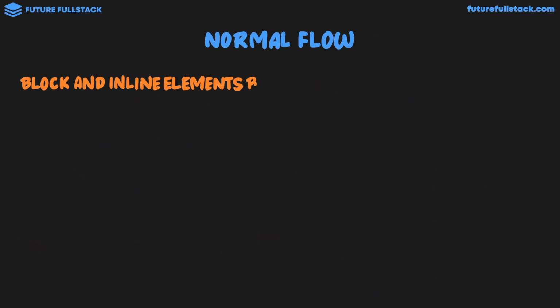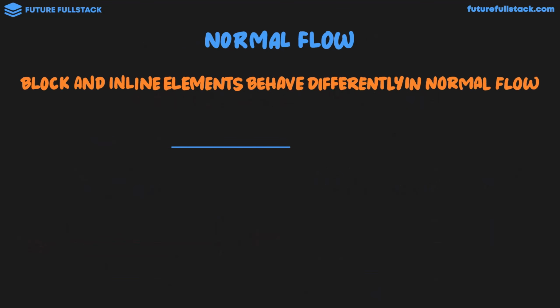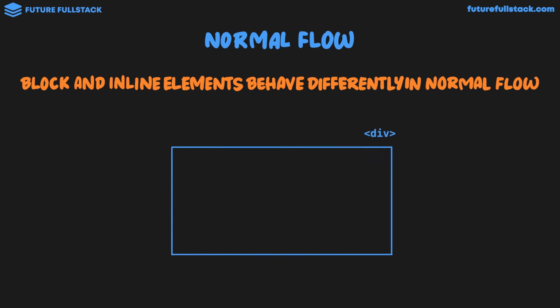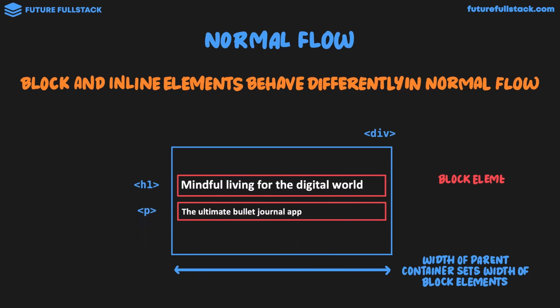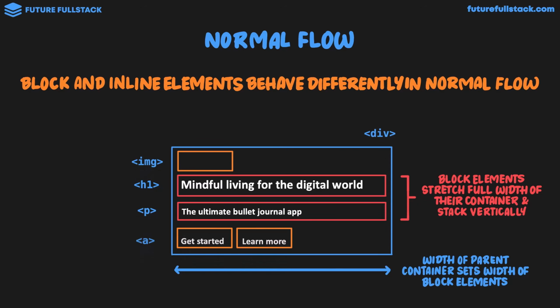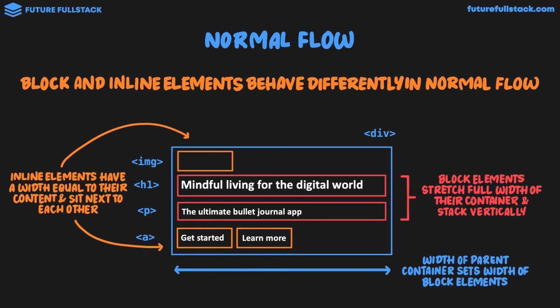Block and inline elements behave differently in normal flow. Let's say we have a div container. We know that the width of the parent container sets the width of the block elements. So let's say we had a block element, which is an H1, and another block element being a paragraph. The block elements stretch the full width of their container and stack vertically. Comparing this to inline elements, where we have an image and two anchor tags, inline elements have a width equal to their content and sit next to each other. Now, because inline elements don't take up the full width of the page, there's space between the inline element and the edge of the container, and at the bottom as well.